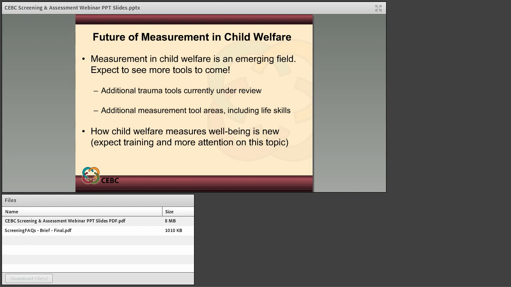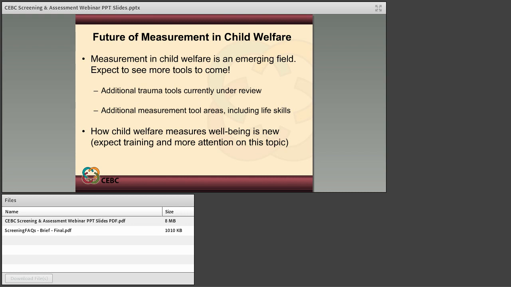Okay, so finally, I want to get into the future of measurement in child welfare. We want to give you a glimpse of what the future holds for the CEBC measurement tool section. It's important that everyone know that this is an emerging field, so expect to see more tools to support this area to come. Currently, the CEBC is reviewing additional tools on trauma. So check the website periodically, or you could even sign up to receive email updates on the CEBC.